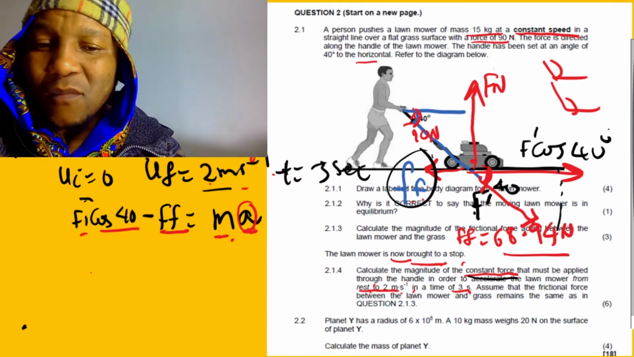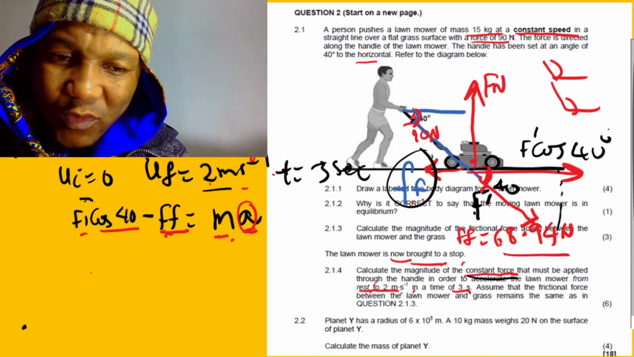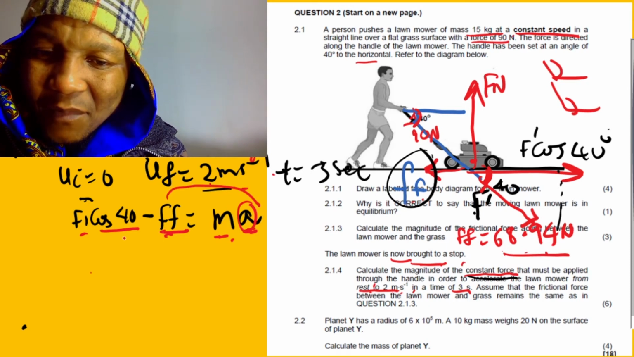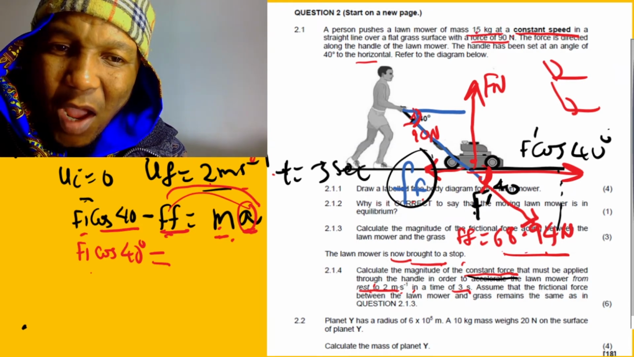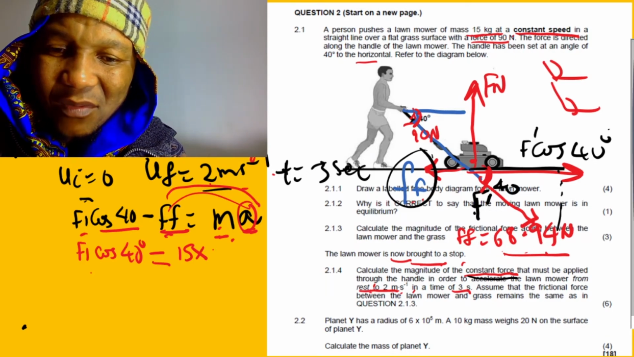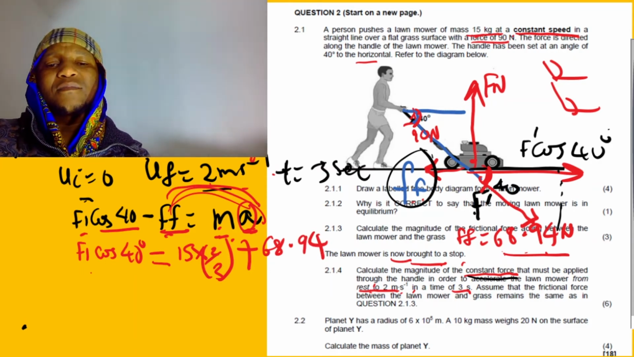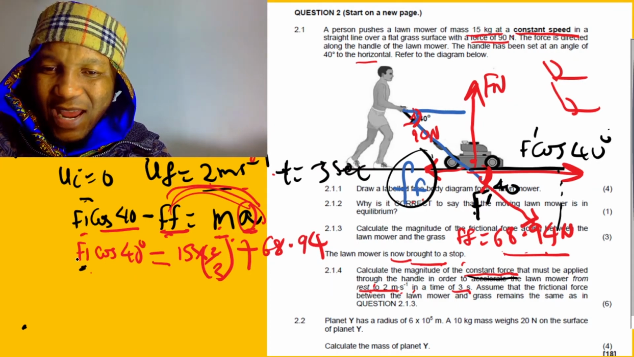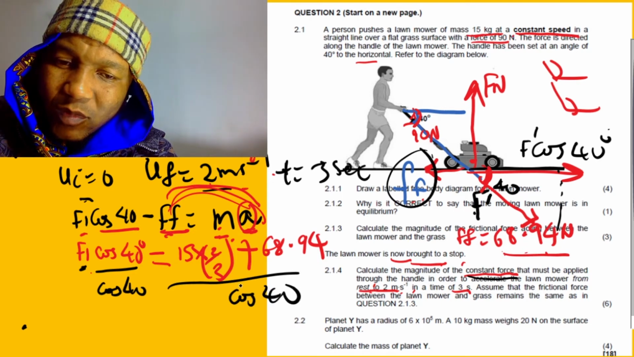So now then we say, look, friction force we know equal to 68.94, but this is going to come here. So we're going to say F dash cos of 40 equals, because this is going to come here, mass times acceleration. What is the mass? A mass equal to 15 kilogram. Acceleration equal to 2 over 3. We just got its acceleration now. Plus the friction force, but what is the friction force? 68.94. So what we want here is the value of F dash. We can get it because I'm going to divide by cos of 40, so this and this cancel.